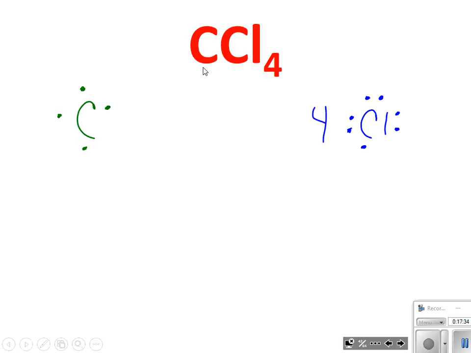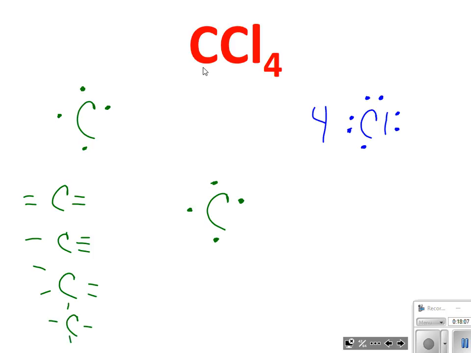So I'm going to put my carbon in the middle. So I have carbon right here. And I know that based on that chart that I was given, that I could have carbon doing this, double bonding, triple bonding, a double bond with 2 singles, or 4 single bonds, right? Those are the 4 options on your chart that you have, correct?